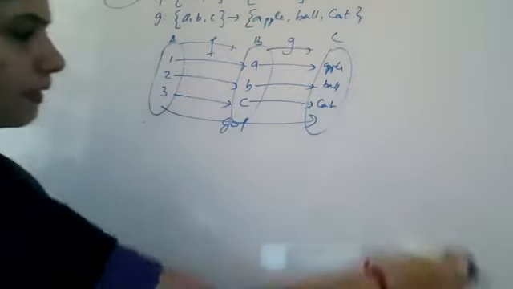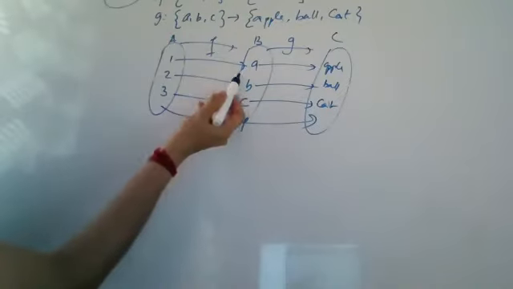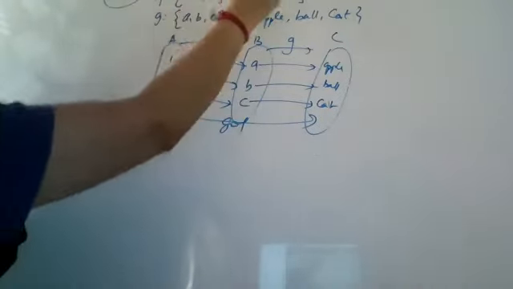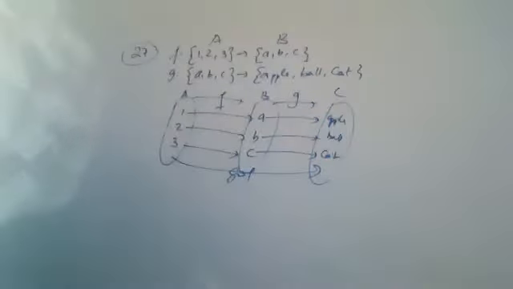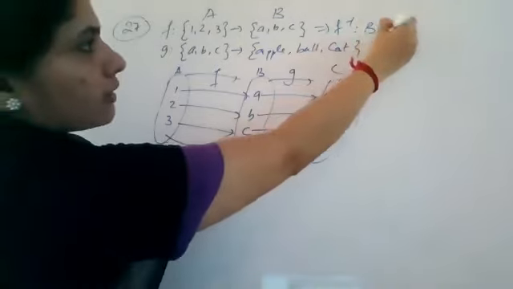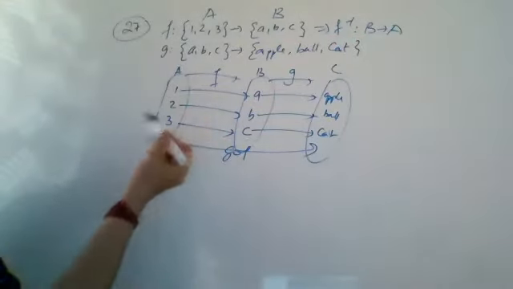Now since you have F is from A to B, we have taken this as A and this as B. Okay, ये A है, ये B है. So your F inverse will be like B to A. What is B here? It is set A, B, C to set 1, 2, 3.